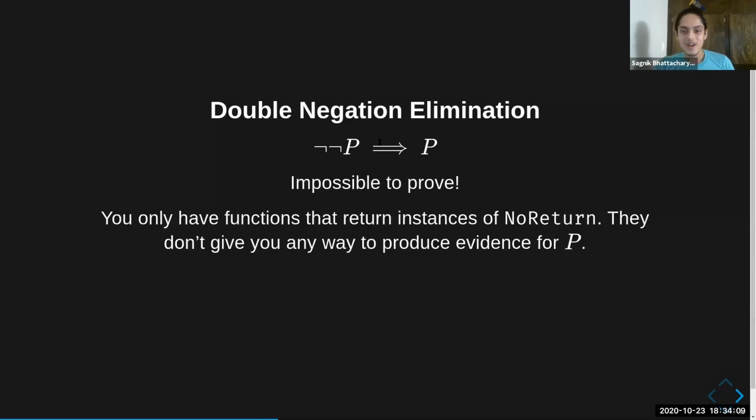So when I have not p, I only have functions. Not p is a function that takes in evidence of not p and returns no return. But what is not p? Not p is a function that takes in evidence of p and returns no return. So I only have functions which return instances of no return, or of bottom type. So I only have evidence for false. I don't have evidence for p. So I actually cannot just produce evidence for p out of nowhere. And so in intuitionistic logic, and likewise in programs, you cannot prove double negation elimination.